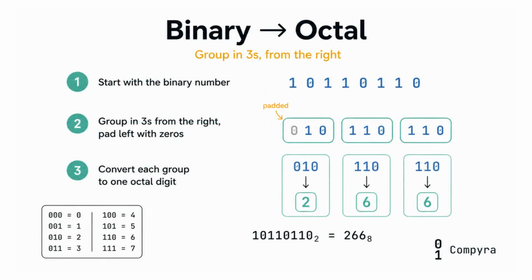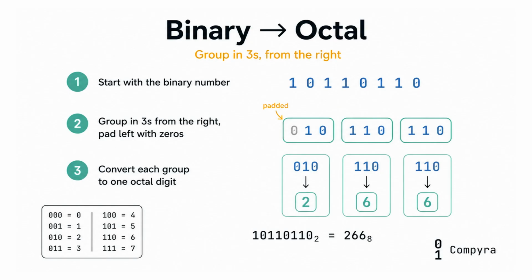All right, let's do binary to octal with a real example. We've got the binary number 101110110. Step 1, write it out. Step 2, group it into 3s from the right. Always from the right, because that's where your least significant bit lives. So we get 110, 110, and then just 10 left over on the left. When a group is short, you just pad it with zeros on the left to make 3. So that becomes 010.